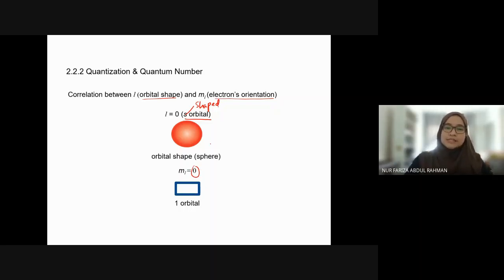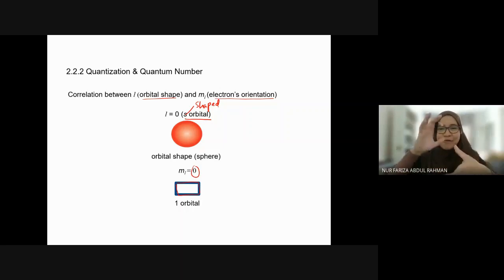So to represent this, kita guna this orbital diagram. So this is what we call orbital diagram. So for S orbital, we only have one orbital sahaja. Like P just now we have 3 orbitals kan? For S orbital, we only have one orbital. One orbital saja. We know that dia spherical kan?